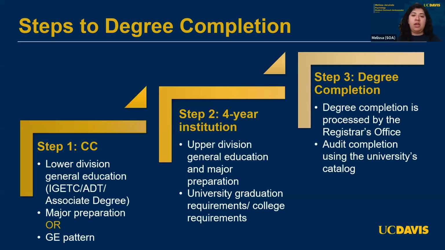But a little bit before that, you'll have to submit a graduation application to the registrar's office. And at that time, graduation evaluators will process your application. They'll audit your coursework and requirements, and then you'll be approved for graduation. So this slide serves as a map to college and degree completion. So we hope that this is useful to you.